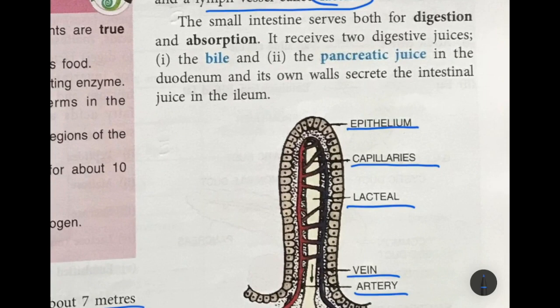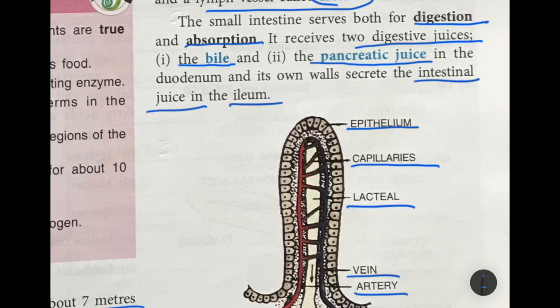Now what happens in the small intestine? Digestion also takes place, absorption of food also takes place, and as I have already told you when I was explaining the duodenum, it receives 2 digestive juices. One is the bile and the other is the pancreatic juice in the duodenum, and also its own walls secrete the intestinal juice in the ileum. So there are 3 digestive juices in the small intestine: bile, pancreatic juice, and intestinal juice.